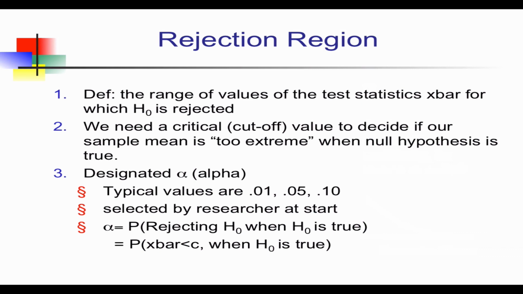And remember, what is alpha? Alpha, like we talked about, refers to when the null hypothesis is correct, what is the probability of rejecting the null hypothesis? So if you put that in words, alpha equals the probability of rejecting the null hypothesis conditional on the null hypothesis being correct.